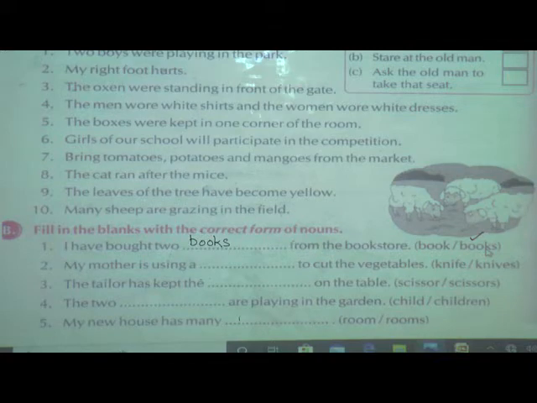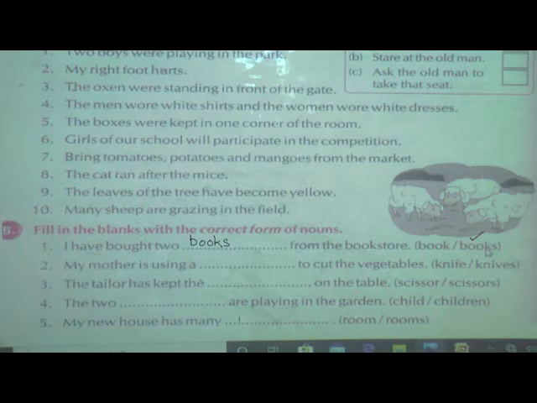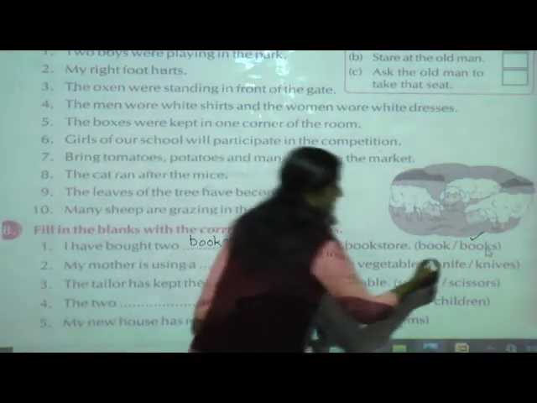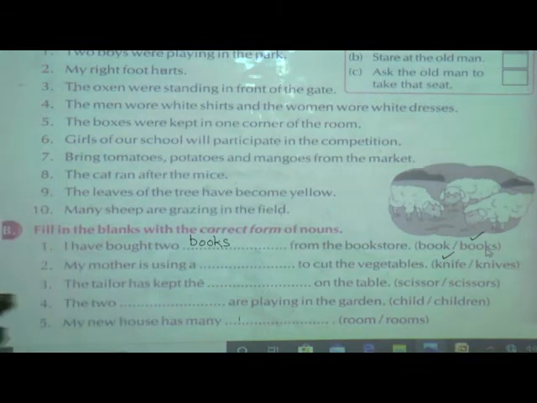Okay. Now my mother is using a dash to cut the vegetable. Now here you can see a. Your mother or our mothers, they can't take knives at a time. Yes or no? They will take a knife. So what is the answer? Yes. Answer is knife. Just tick it, knife. Afterwards you write over here.